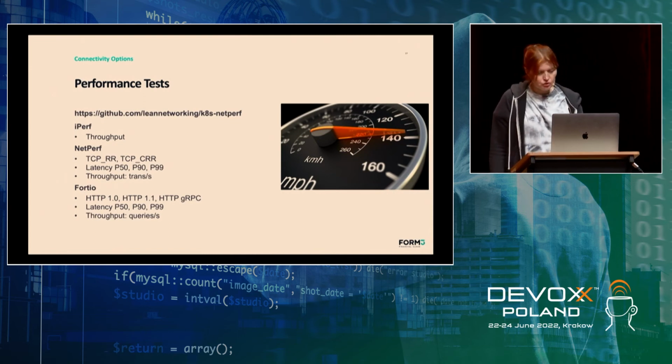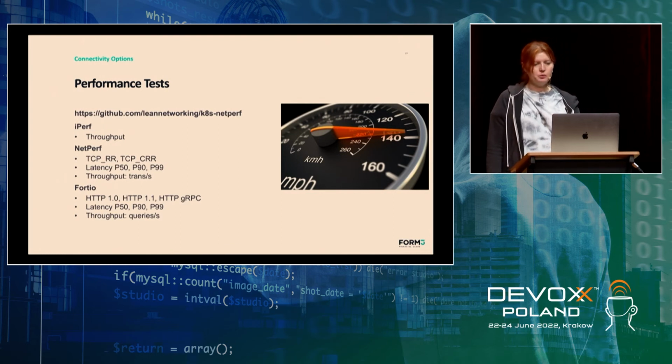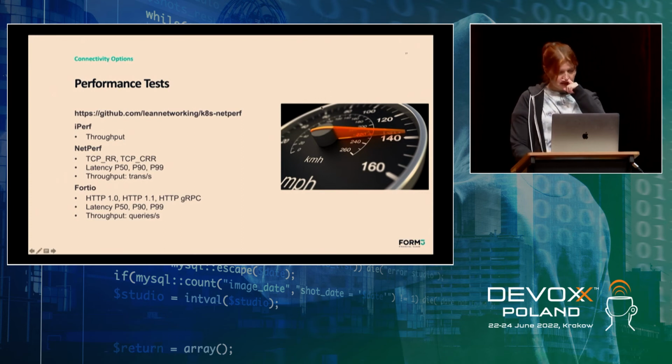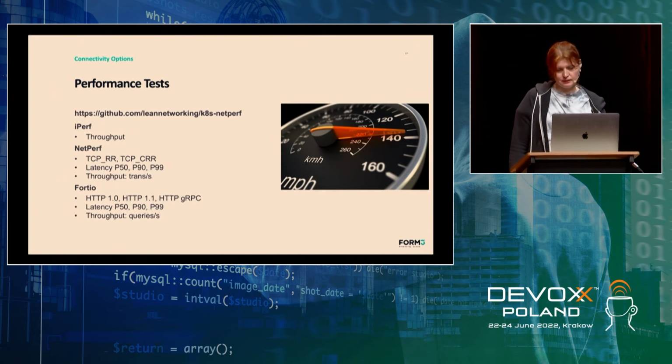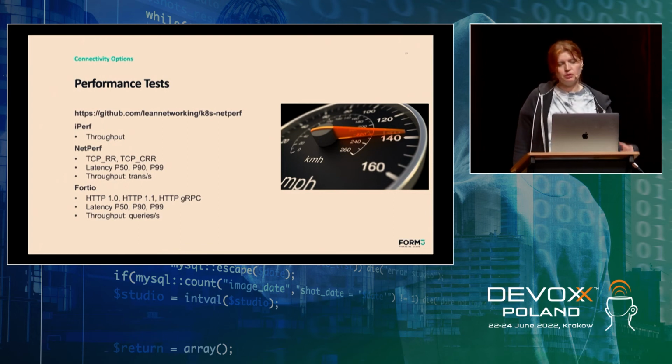And also Fortio was used to do some comparison of HTTP 1.1 and HTTP 2.0 with gRPC. There is also a very cool setup for these performance tools in a Kubernetes environment. It's a set of manifests you can easily deploy, and you have pods in the host network, pods in the pod network, and all the tools already configured, so it's easier to execute the tests.